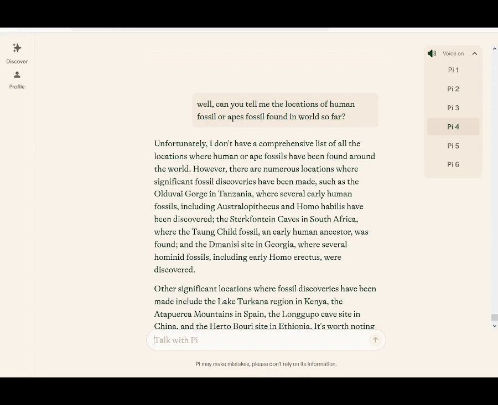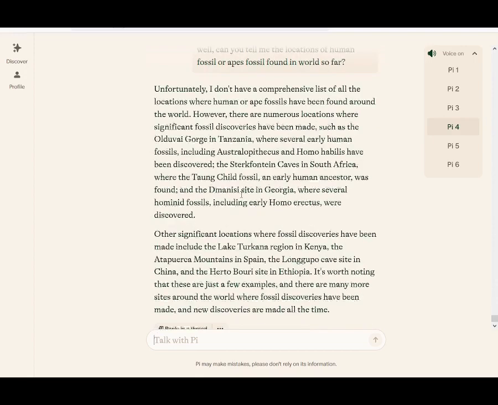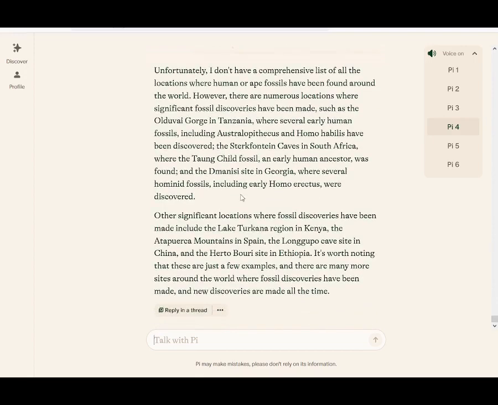Other significant locations where fossil discoveries have been made include the Lake Turkana region in Kenya, the Atapuerca Mountains in Spain, the Longupo cave site in China, and the Hertoburi site in Ethiopia. It's worth noting that these are just a few examples, and there are many more sites around the world where fossil discoveries have been made and new discoveries are made all the time.